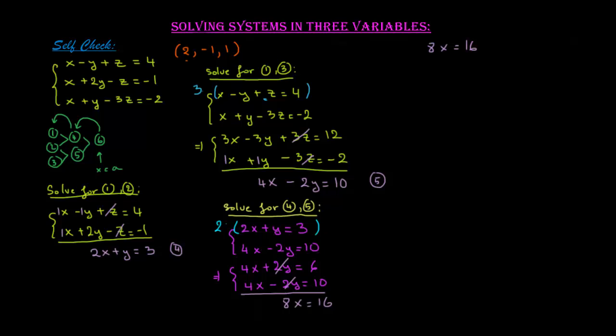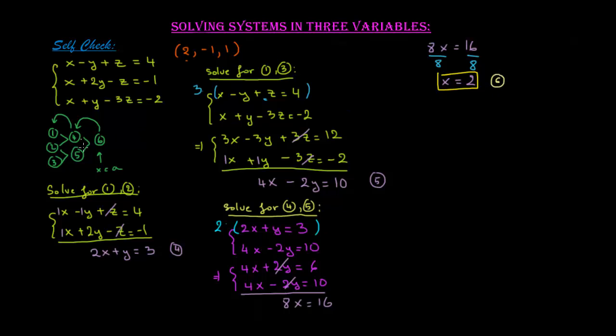So 8x equals 16. We can isolate the x by dividing by 8 on both sides. Then x will be equal to 2, and that is my first unknown. Now we do back substitution. So we are on equation 6 so far.